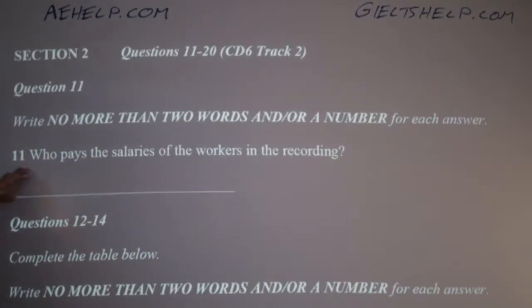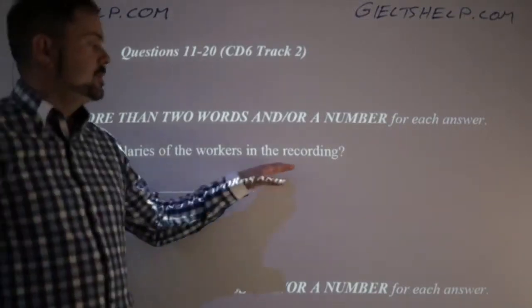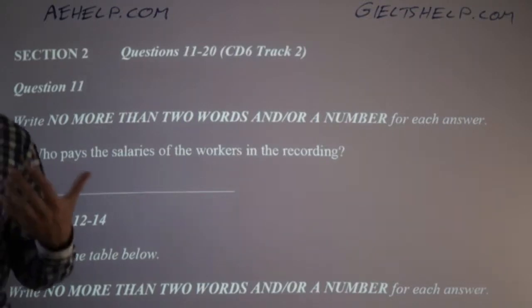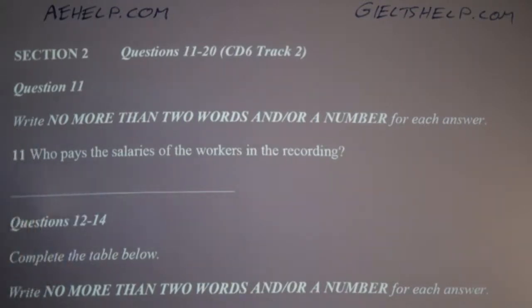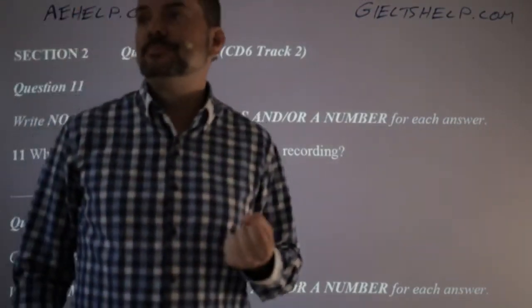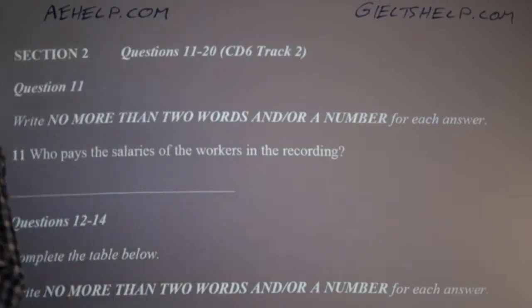Question 11, who pays the salaries of the workers in the recording? This is your short answer. Write no more than 2 words. In this case, 1 word is enough, and I think it's very, very clear. So who pays for these workers that are having this discussion at the company? 1 word.